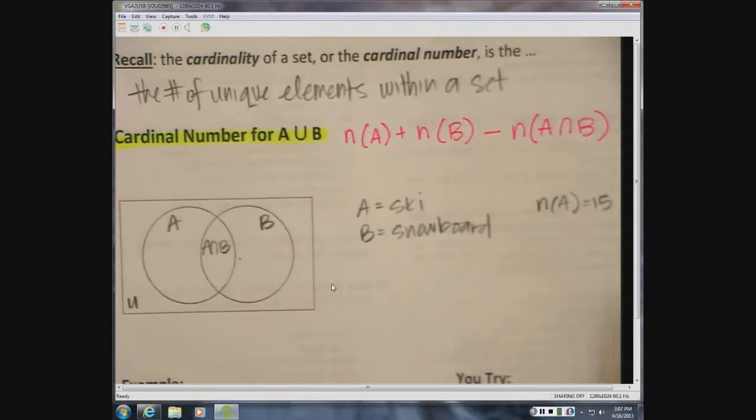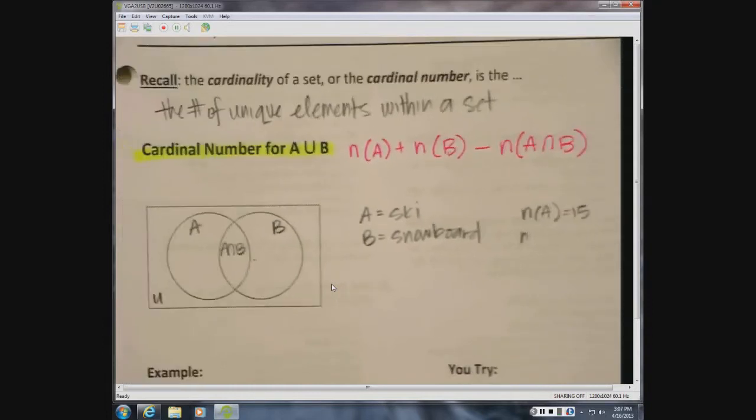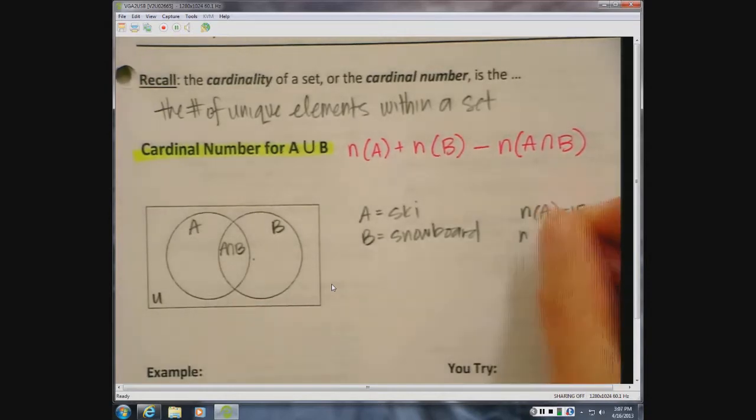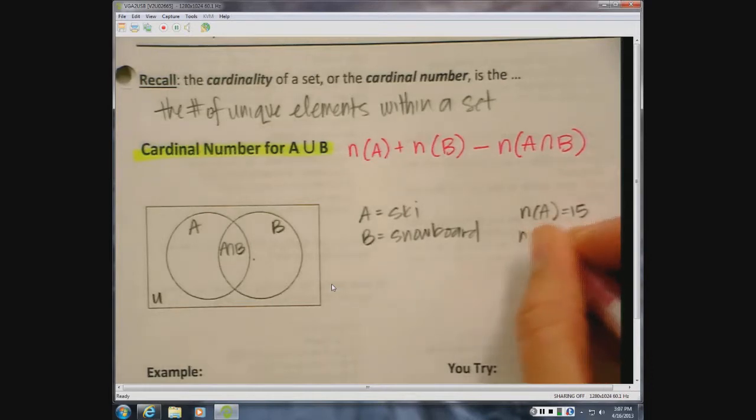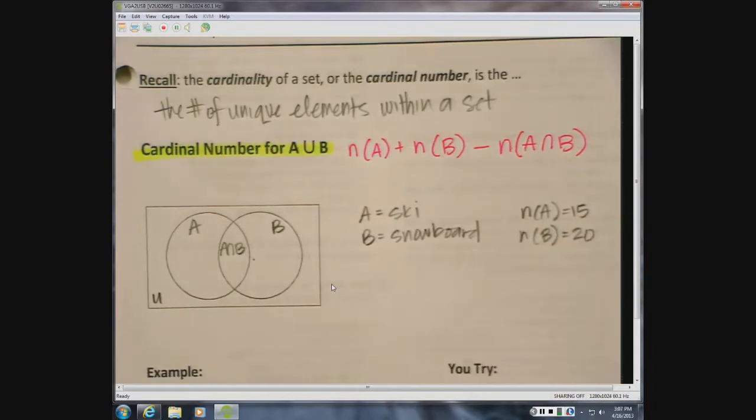The number of elements, whoa, can you see that? Let me zoom that out a little bit here. There we go. Okay. So the number of elements in A is 15. The number of elements in B is 20. And let's suppose that 10 people can do both.